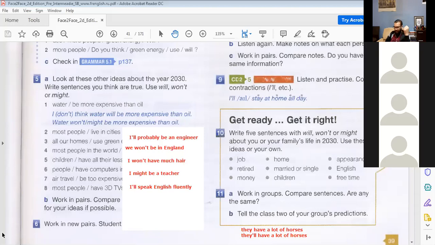In 2030, I'll speak English fluently. Maybe I'll have my own polyclinic. I might be a millionaire. Yeah, why not? Why not?